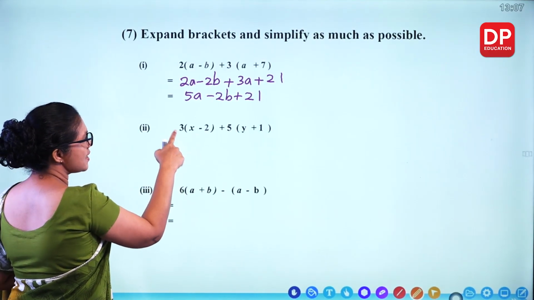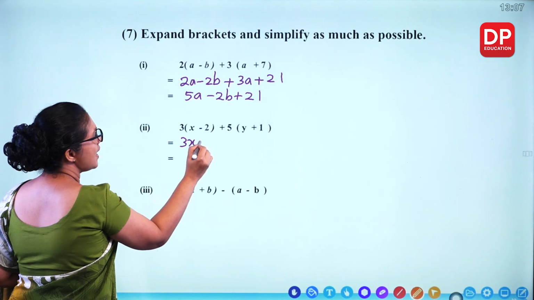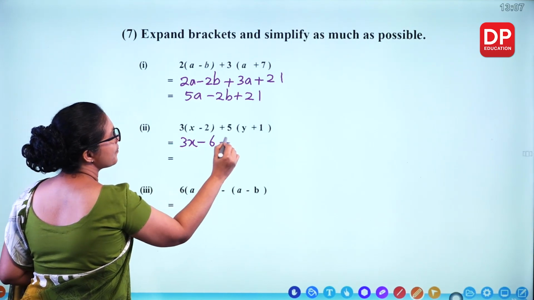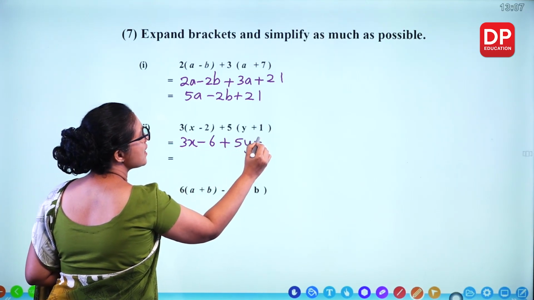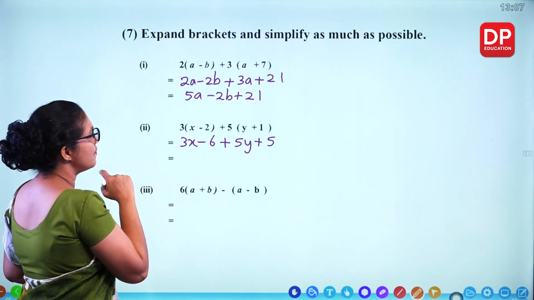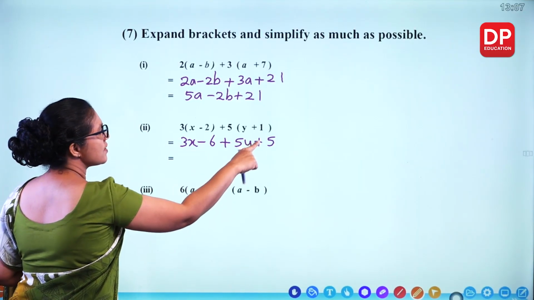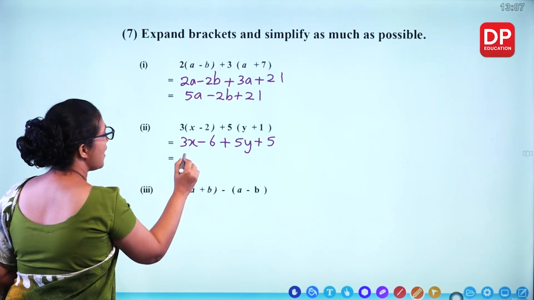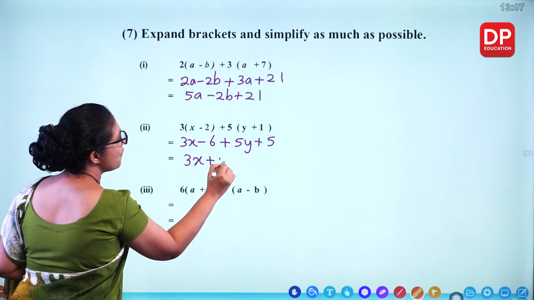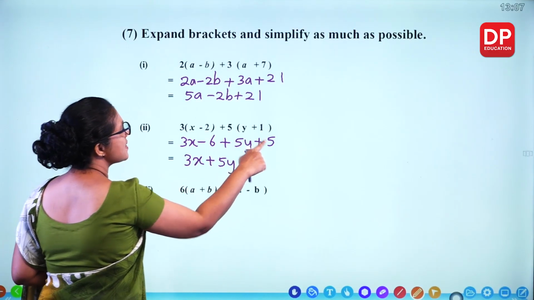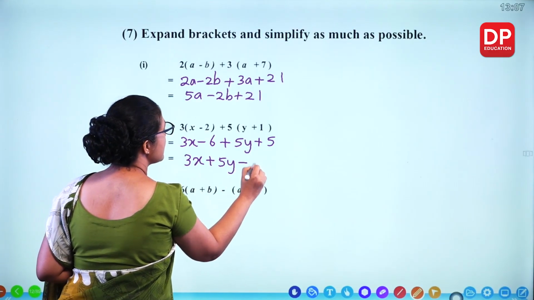Here, first expand brackets. 3x minus 6. 5y plus 5. Here, constant terms we can simplify. 3x plus 5y minus 6 and plus 5 is minus 1.